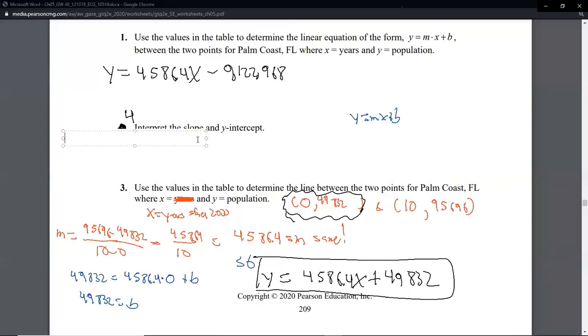All right, so interpret the slope and intercept. I don't have to write the slope since you can already see it. So we're going to say that the population of Palm Coast, Florida, PCFL, was increasing by 4,586.4 people per year? Oh, we can't say per year. We got to say per year since 2000.